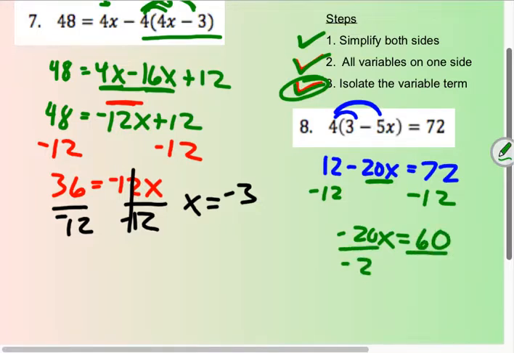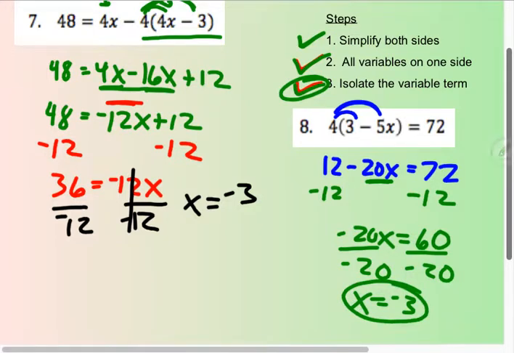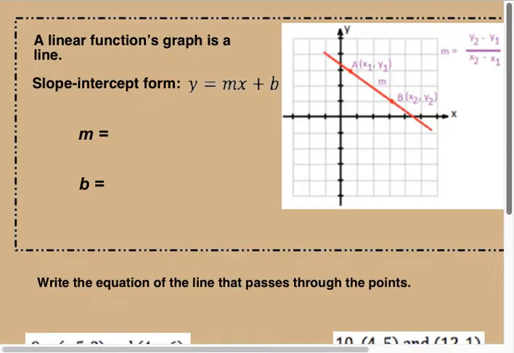Divide both sides by negative 20. And x equals negative 3. There we go. So these are linear equations because the variable x is to the first power. So just some solving linear equations.